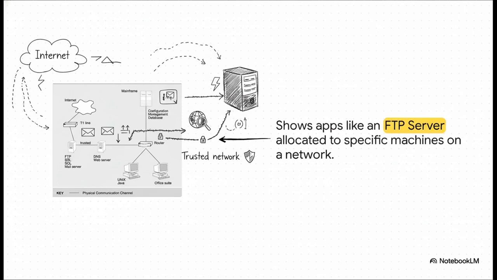Take a look at this diagram. It lays it all out. You can see the FTP and mail server software is living on one physical machine. The DNS server is on another one. They communicate over a trusted, secure network, which then connects out to the mainframe and the internet. This kind of view is absolutely essential for figuring out performance, security, and reliability.